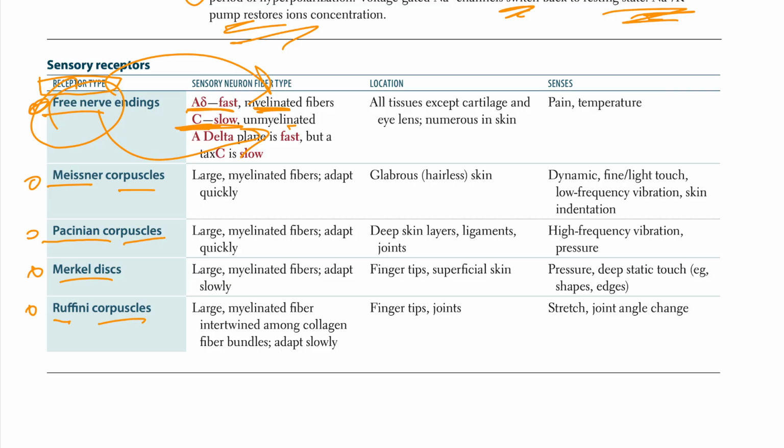Location, location, location. All tissues except the cartilage, but numerous in skin. Sensations are PT: pain and temperature. Look at the next one.